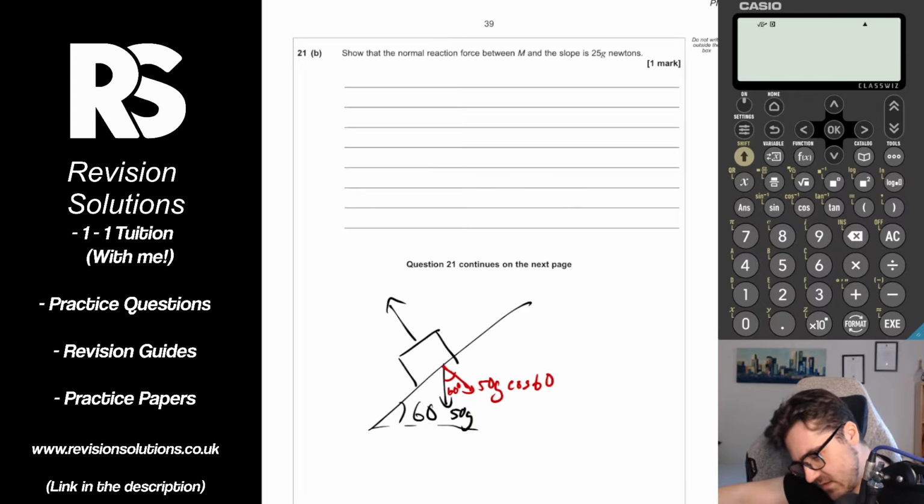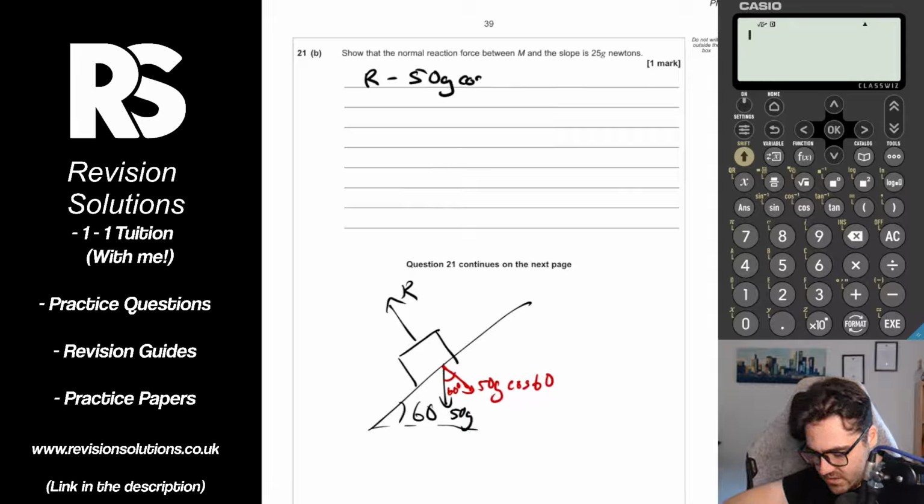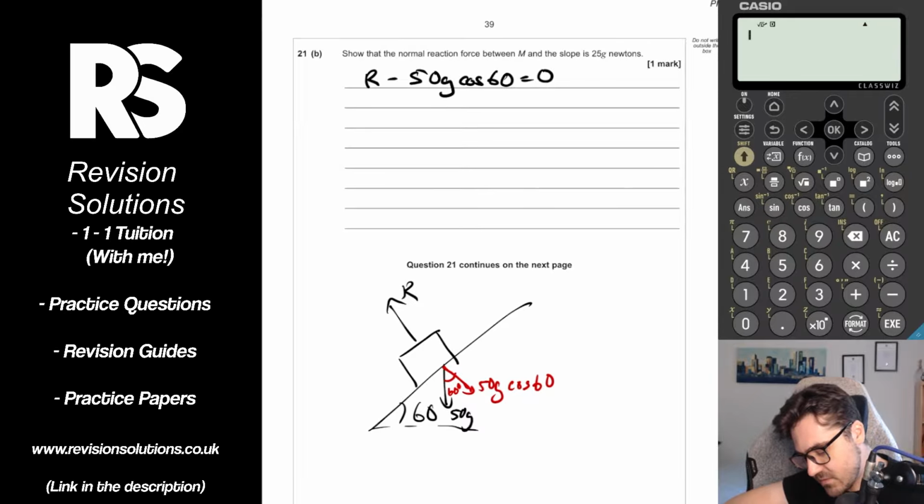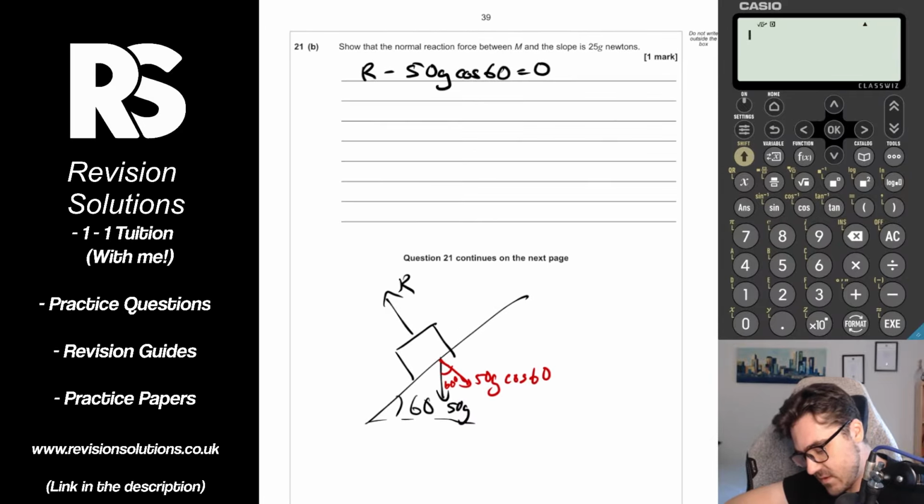And then if it's in equilibrium in this position, then we know R minus 50g cos 60 is the net force, and that must be 0 if we're in equilibrium. And then cos of 60 is just a half. So we get R minus 25g equals 0, so R must equal 25g.